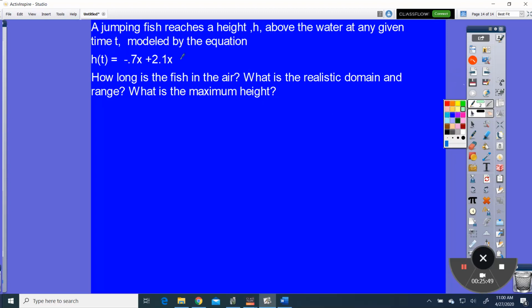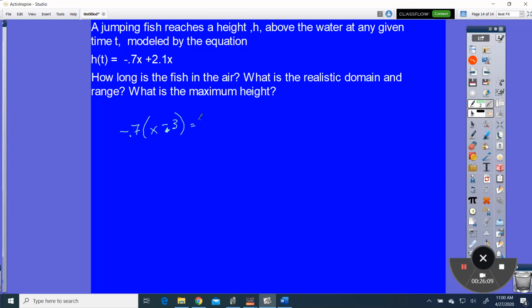A jumping fish reaches a height h above the water at any given time, modeled by this equation. How long is the fish in the air? I realize that if I just say this is 7 and that's 21, they're each divisible by negative 0.7. So I take that out, and I would get a problem that looks like this. So that's factoring out a negative 0.7.